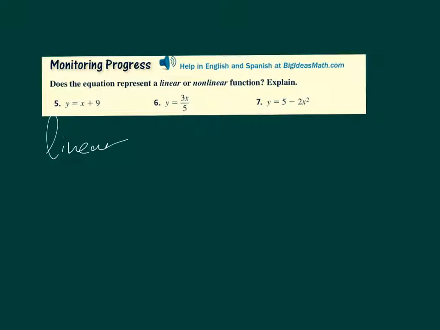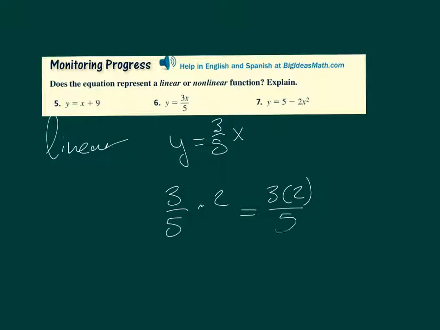Number 6, again, I can write this in function notation. y equals 3x over 5 can also be written like this, 3 over 5x. That's exactly the same thing. If I were to multiply fractions, 3 over 5 times 2 is the same as 3 times 2 over 5. So yeah, that's a linear function as well.